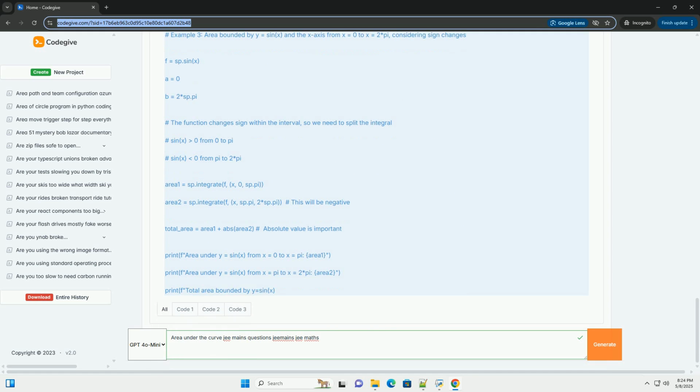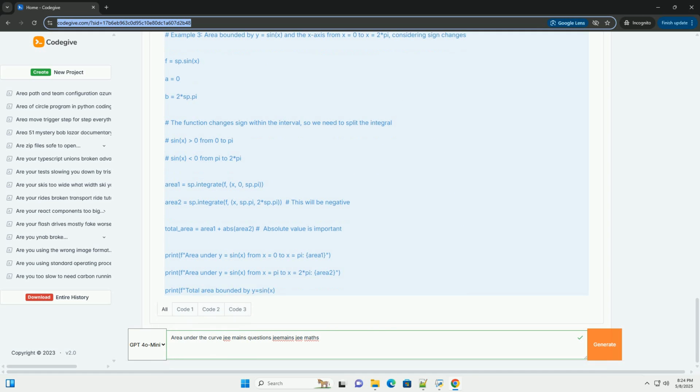4. Code examples using Python and SymPy. Here are some Python code examples using the SymPy library to calculate areas under curves. SymPy is a symbolic mathematics library that allows you to define functions and perform integration analytically. Explanation of the code. 1. import sympy as sp imports the SymPy library for symbolic calculations.